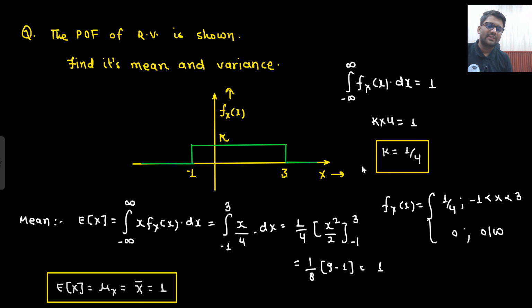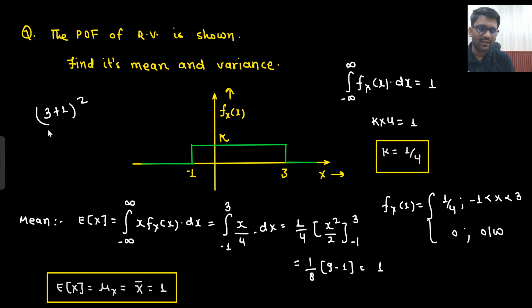Also, this is a standard PDF. We will study about it in the next lecture only. We are going to study some standard PDFs. This is known as uniform PDF. Here you can see that fx of x is having the same value, no? It is having the value 1 by 4. It is not a function of x. It is a constant value, a uniform value. So this is known as the uniform PDF of random variable x, which we are going to study in the next lecture.